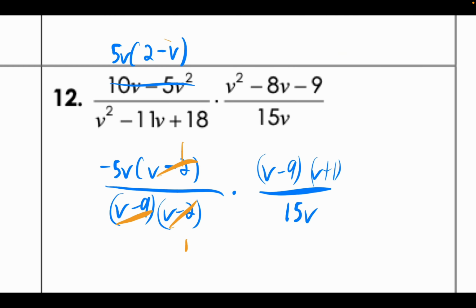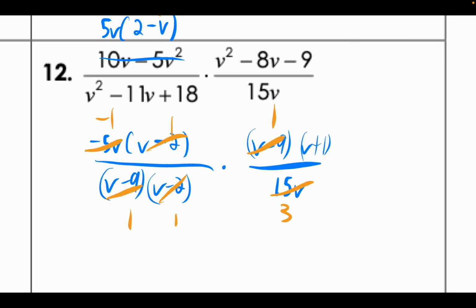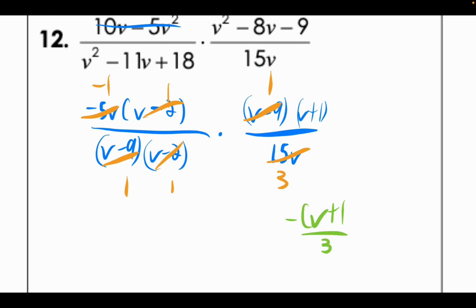I see a v minus 9 on top and bottom here that I can reduce. Nothing to reduce the v plus 1 with, so I'm going to have that still. But I can reduce this 5v with the 15v. So negative 5v will become negative 1 as I reduce it by 5v. And 15v, as I reduce that by 5v, becomes 3. And so at the end of all of this, I get negative, parentheses, v plus 1 over 3, because I have this negative 1 still I have to worry about. And if you want to distribute that negative in and call it negative v minus 1, be my guest. If you don't, be my guest.